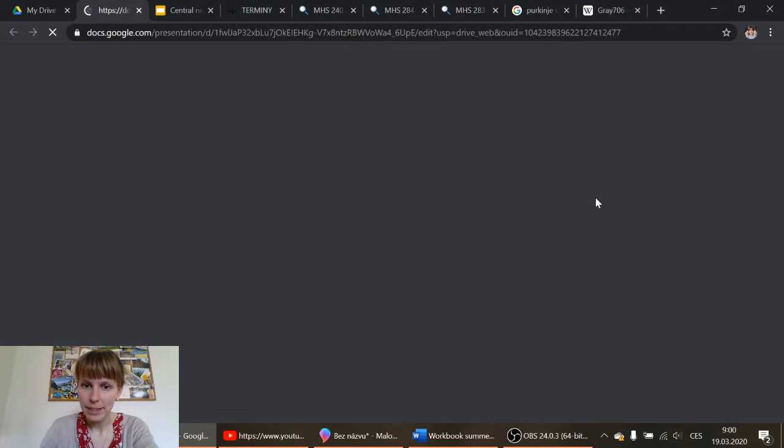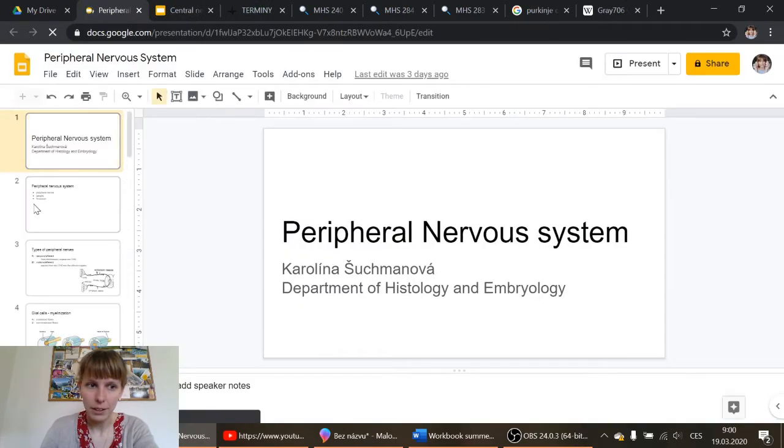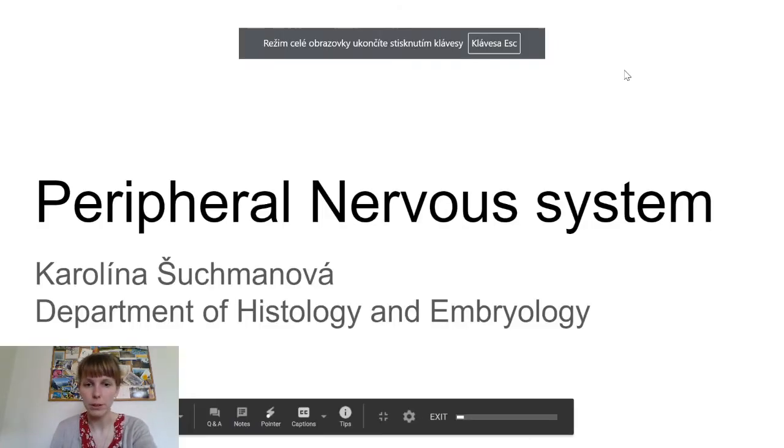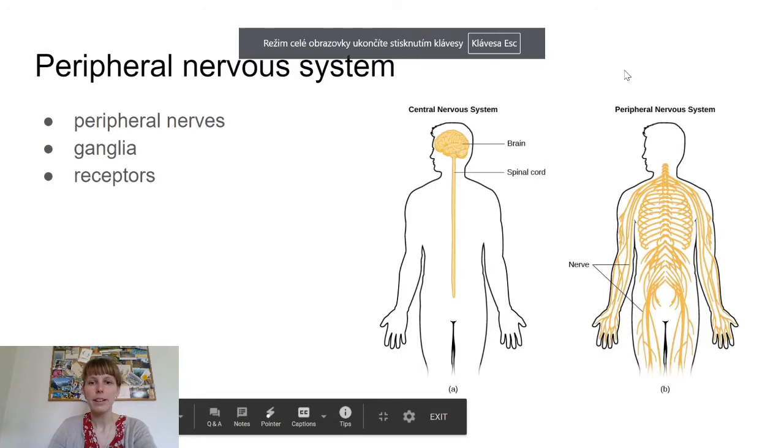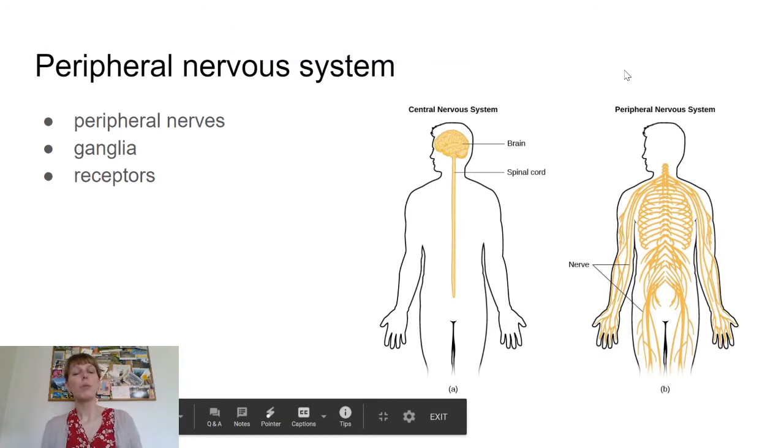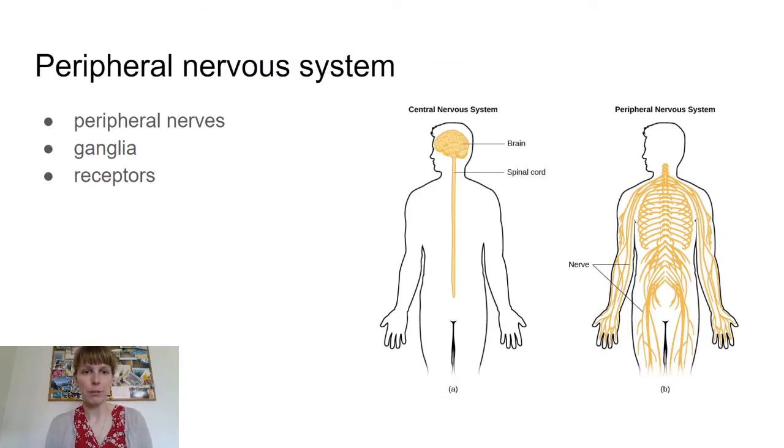So let's start. Now we talked about the brain and the spinal cord. That was the central nervous system, and now we will be talking about all the rest. So the peripheral nerves and the ganglia in the periphery, and part of the peripheral nervous system are also the receptors in the periphery, but we will not be looking at those today.